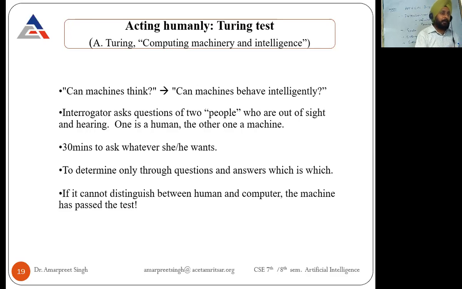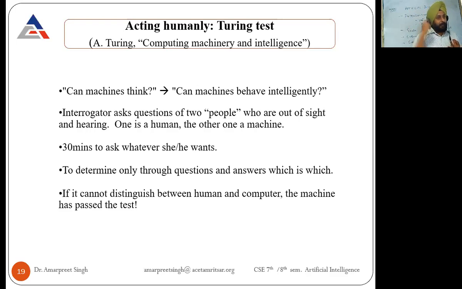So what is the scenario there? Here are three components. One is the interrogator, who asks questions to two entities that are out of his sight, and he is only hearing. These two entities are one human and one machine. So there are three entities: a human, a machine, and the interrogator. The human and the machine are out of sight of the interrogator. The interrogator will ask questions and hear the answers from the other side.